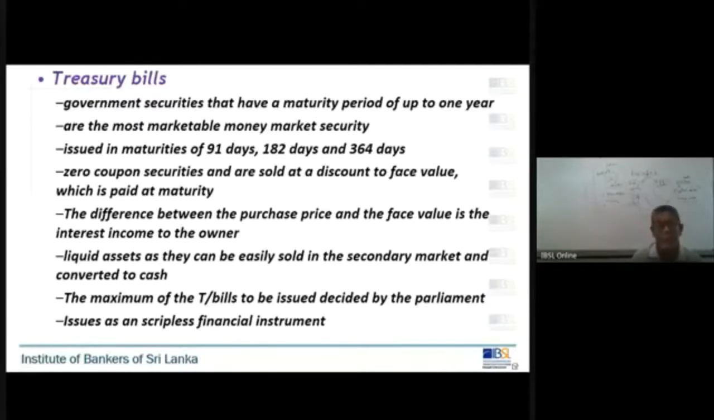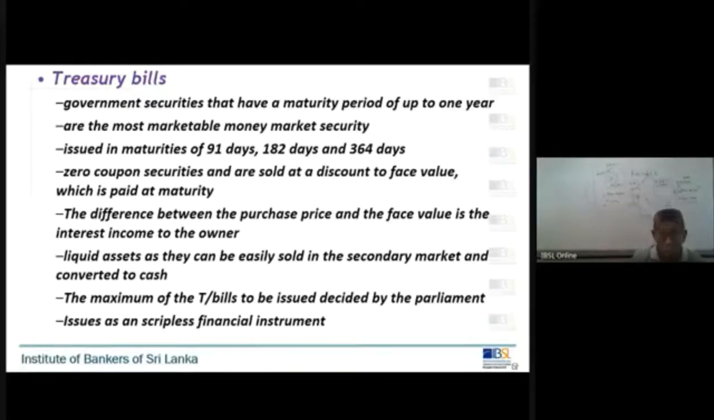What is the discount price? What is the discount you are going to get? 10 rupees. Because you purchased at 90 rupees, but it matures after 1 year, you are getting 100. So it depends, right? It can go for 364 days, 91 days. Accordingly, the interest will be changed.